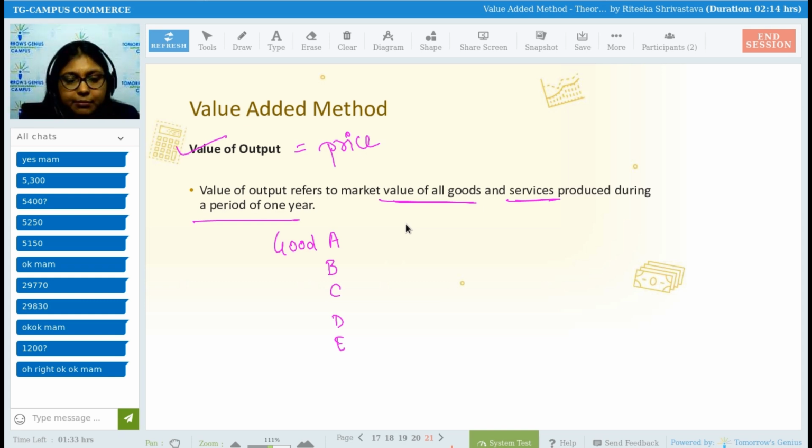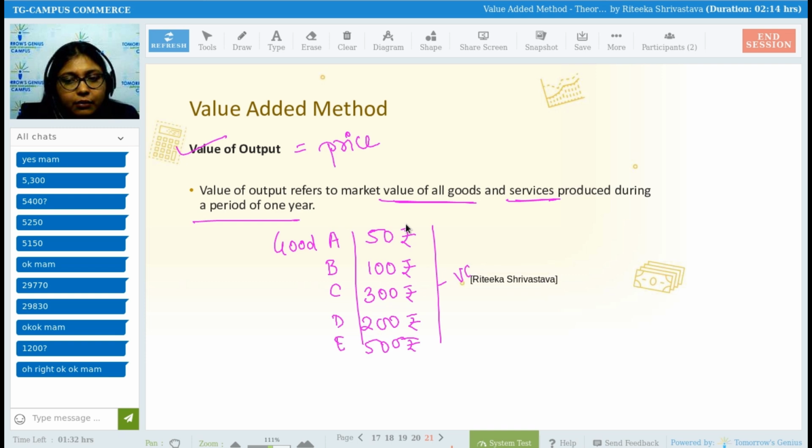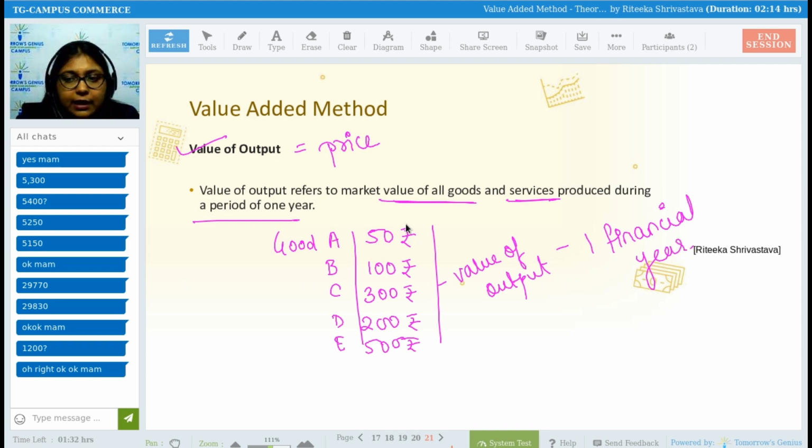Good A is sold in the market for 50 rupees. B is sold for 100 rupees. C is sold for 300 rupees. D is sold for 200 rupees. E is sold for 500 rupees. So this is nothing but value of output. This is called value of output. And in how much time? One financial year. And India follows which financial year? We follow which financial year?